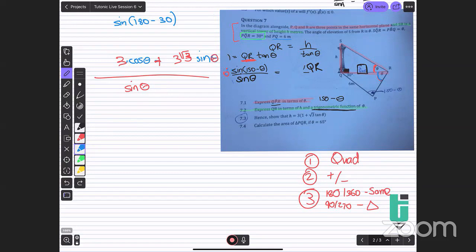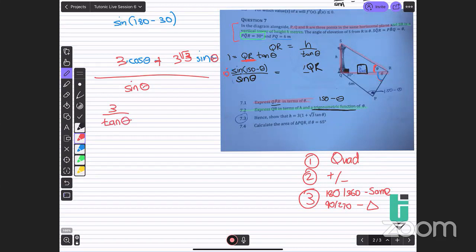Don't you want to divide out by all the terms? Don't you think that's a nice idea? Because it's only one thing, so can we divide out by all the terms? Yeah, we could. So what does that become? What is 3 cos theta over sine theta? Isn't it 1 over tan? Yeah, so it's 3 over tan.